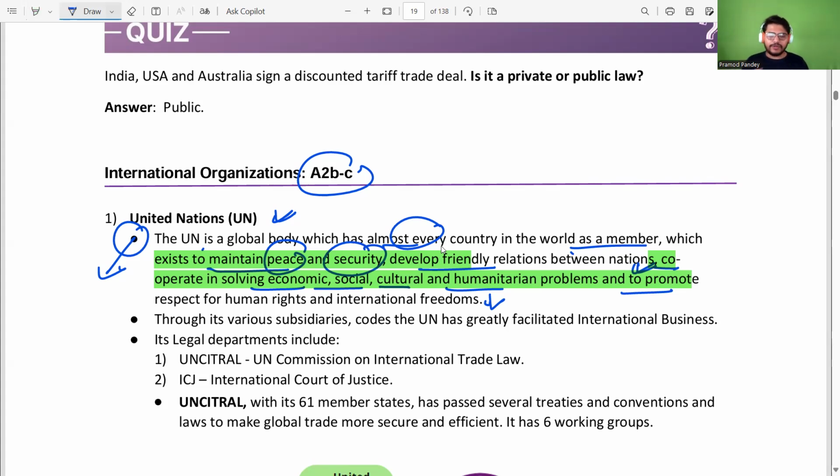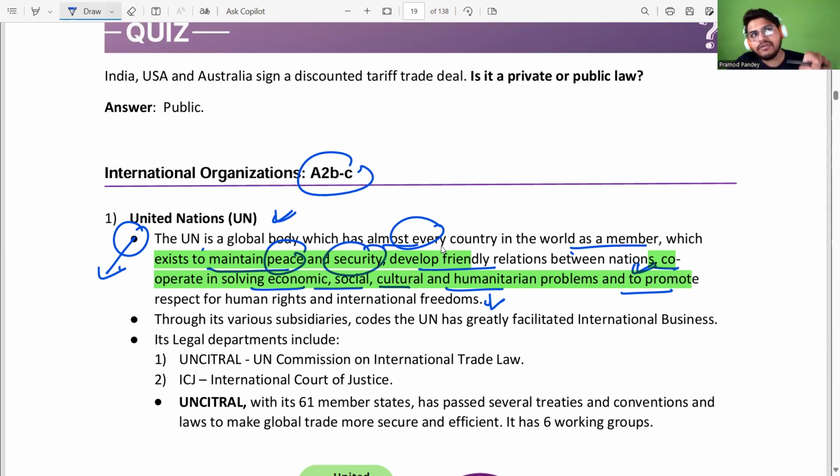I want you to know a question would be there, and it says that the United Nations exists because of peace, security, developing friendly relations, or to cooperate in solving economic, social and cultural problems. Both. But if only one of them is there, you would select that one option. But if it asks for the best possible answer for the existence of the United Nations, which one would you select? The first portion, that is, to maintain peace, security, and friendly relations.